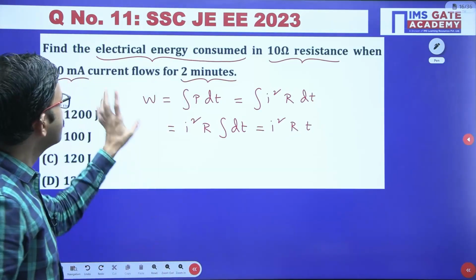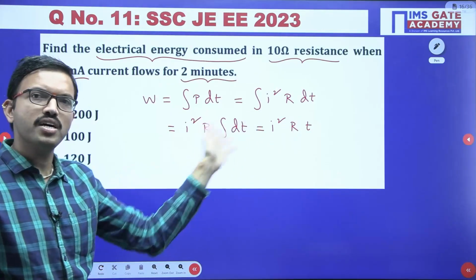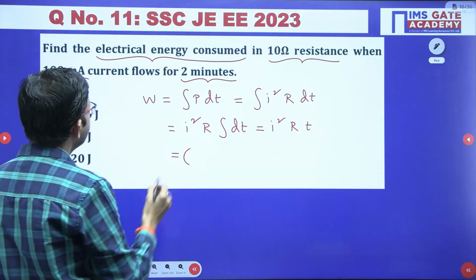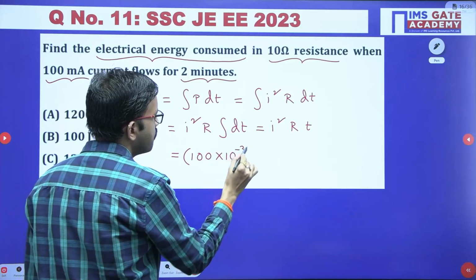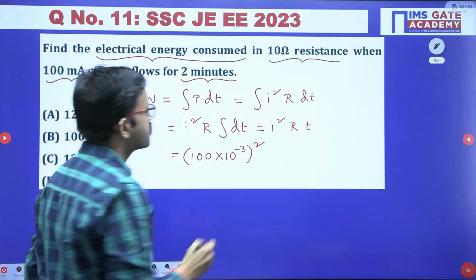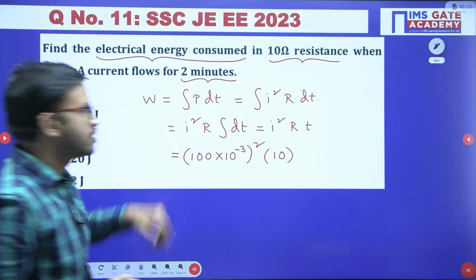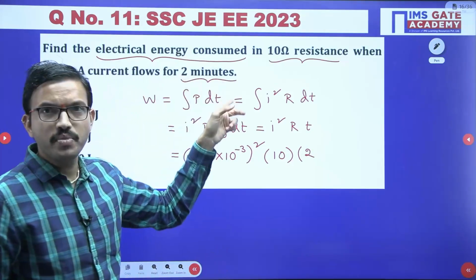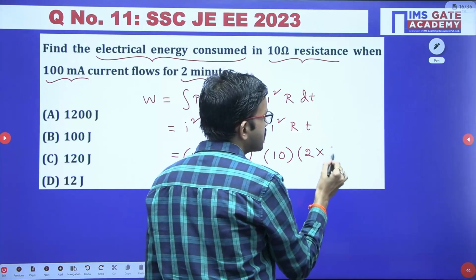Now we have to calculate energy. You have the current, the resistor, and the time, so you can substitute all the parameters. The current value given is 100 into 10 power minus 3, because it is in milliamperes, whole square. Then the resistor value is 10 and the time given is 2 minutes. Here it is very important: because the time is given in minutes, we have to convert it into seconds. One minute is nothing but 60 seconds.